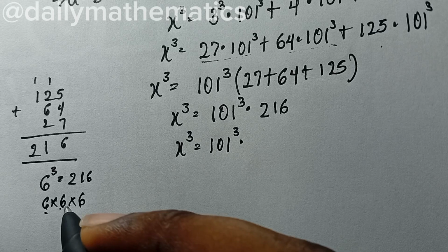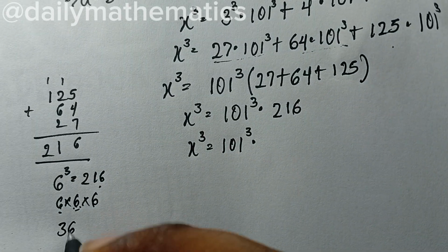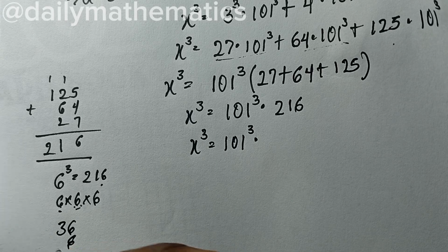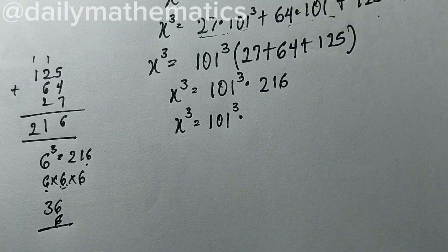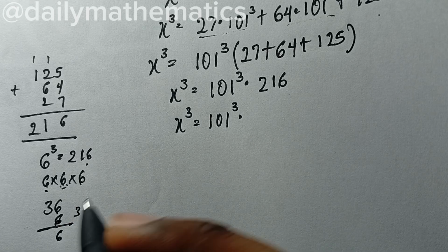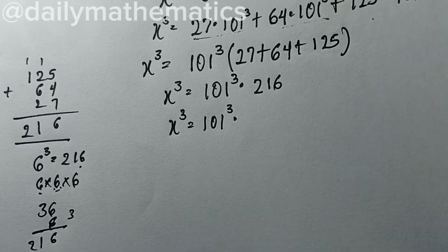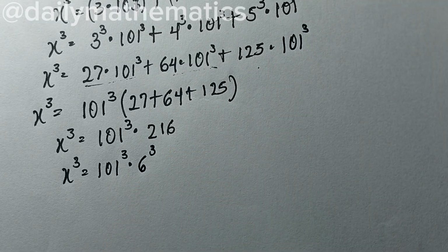6 times 6 is 36. 36 times 6, we want to try it out. So we have 6 times 6, 36, 216 rather. 6 times 3, 18, that's 21, 216. Right? So from here we have 6 raised to the power of 3.